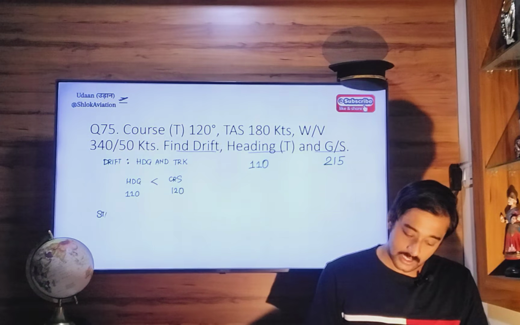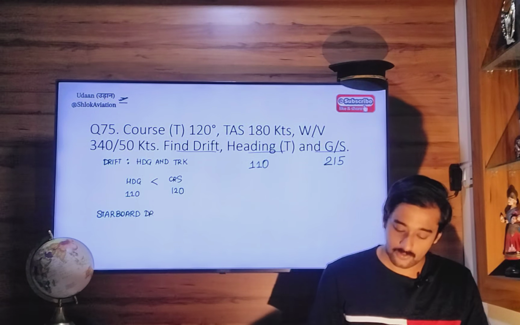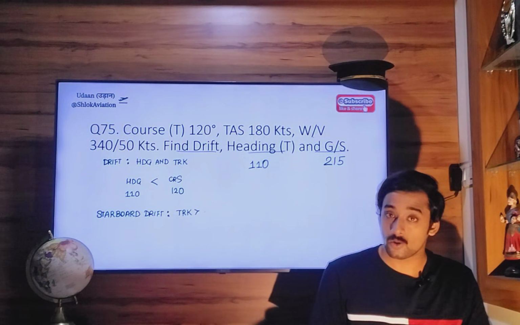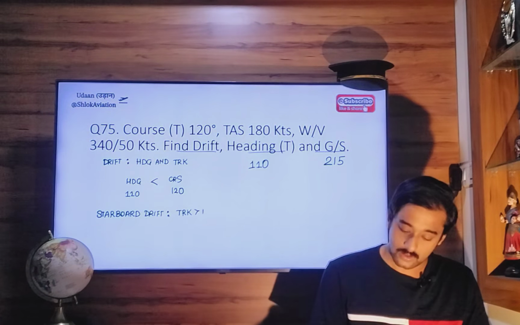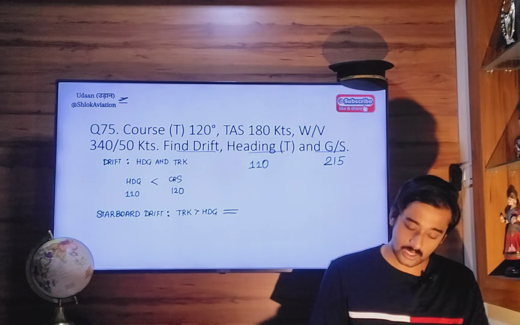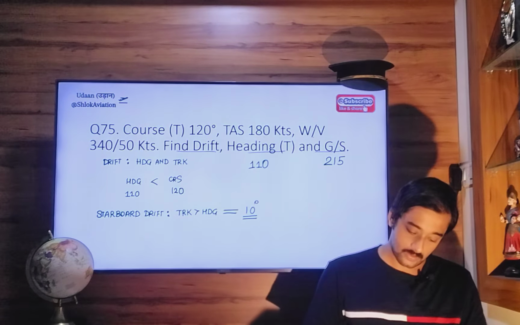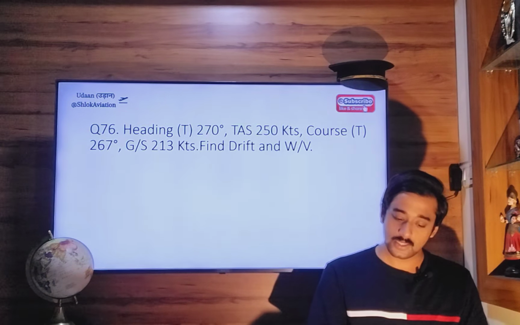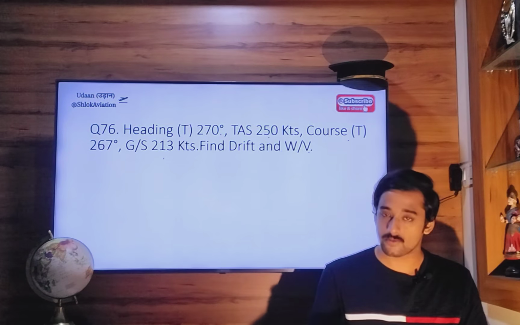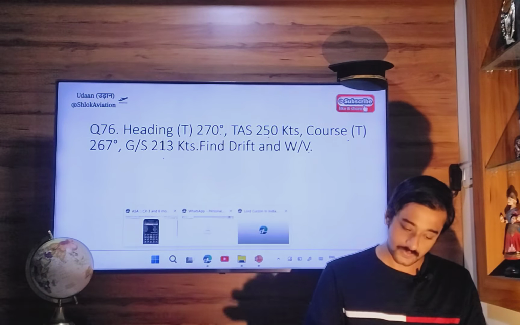So in a starboard drift, we have track or course more than the heading of the aircraft. Over here, the starboard drift is equal to 10 degrees. Okay. Next. Heading 270, task 250. Course is given, speeds are given, winds and drift. So heading 270, task 250.